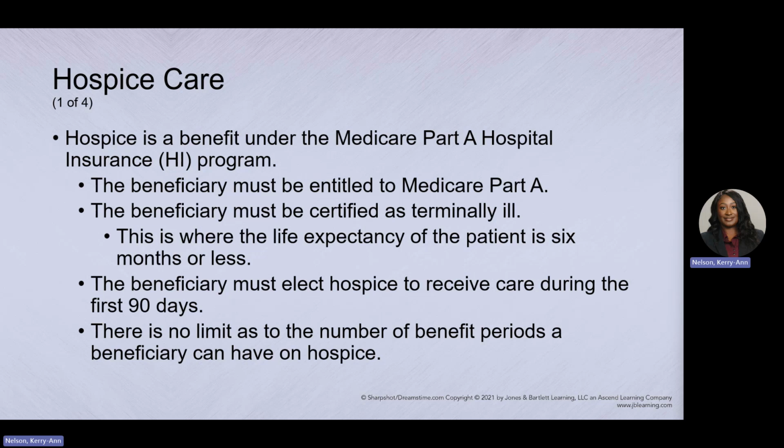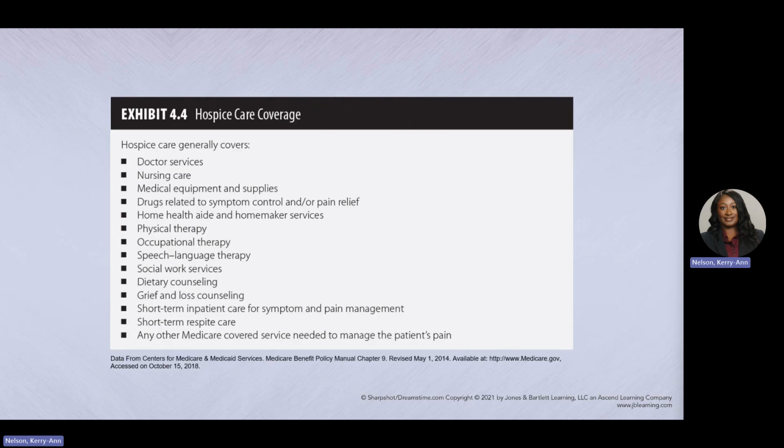Hospice is a benefit under the Medicare Part A hospital insurance program. The beneficiary must be entitled to Medicare Part A. They must be certified as terminally ill, where the life expectancy of the patient is 6 months or less. The beneficiary must elect hospice to receive care during the first 90 days. There is no limit as to the number of benefit periods a beneficiary can have on hospice.